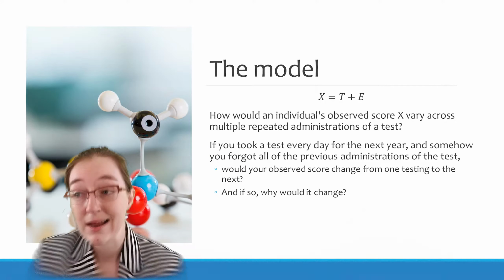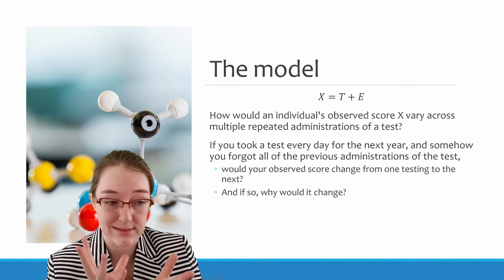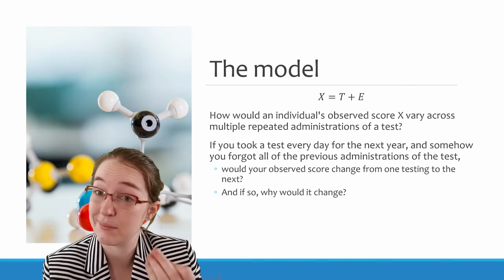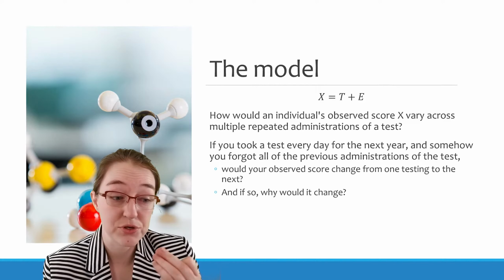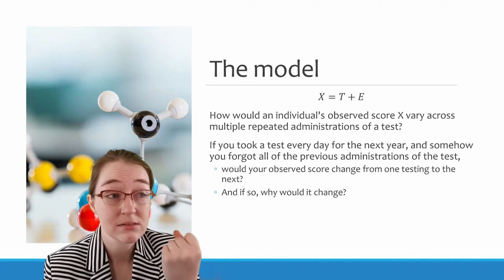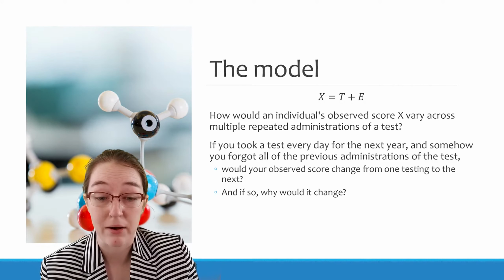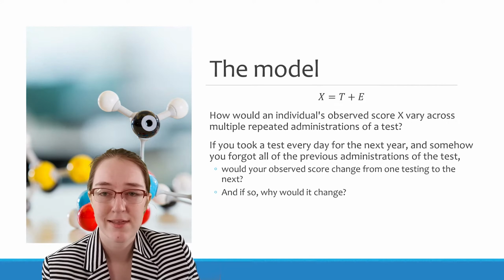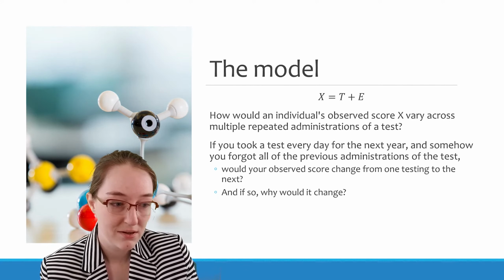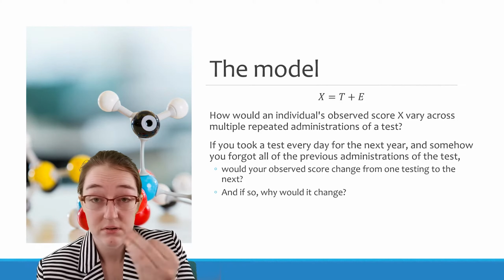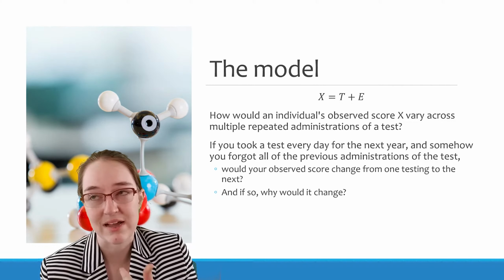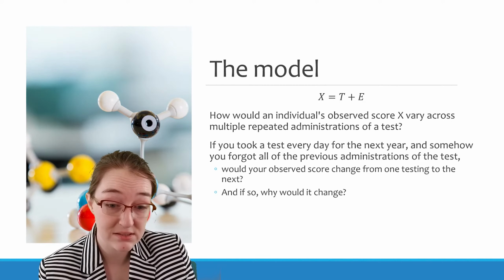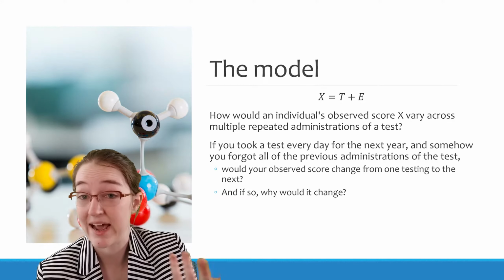Okay, so to understand that very straightforward model, we have to be able to ask the following questions. Does an observed score X, our test, vary across multiple repeated administrations of a test? If you took a test every day for the next year and somehow you forgot all about each and every one of those previous administrations, think like 50 First Dates or something, would you observe your score change? Or not you specifically, would your observed score change from one test to the next? And if so, why? And how could it change?